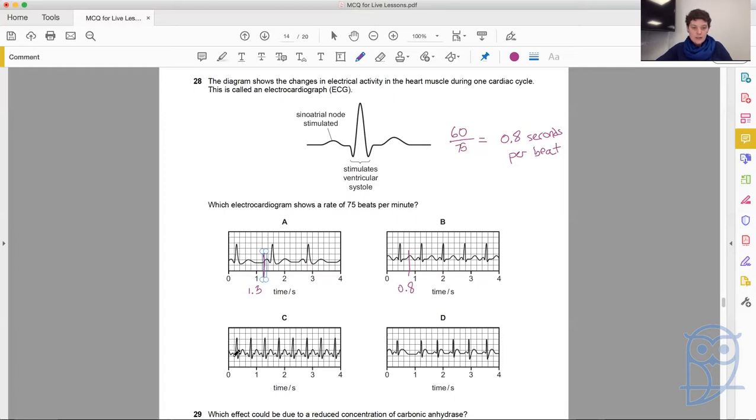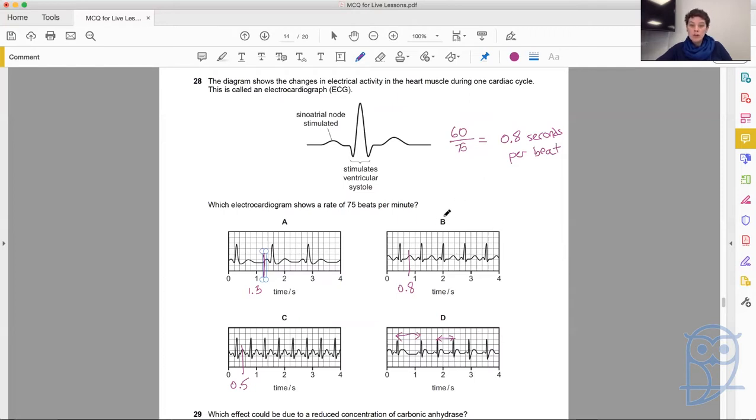C, coming down to coming down, we're looking about there, which gives us about 0.5. That's too quick. And this last one is even worse, because look at here. This one is much longer than any of these. This is not a regular heartbeat. So this one we can discount immediately.